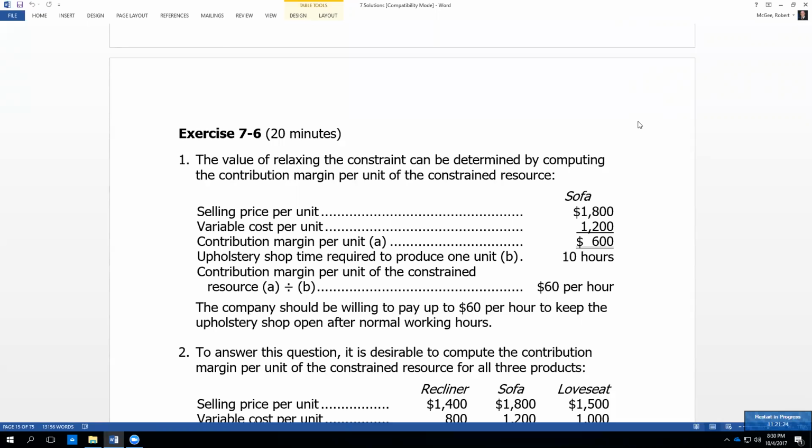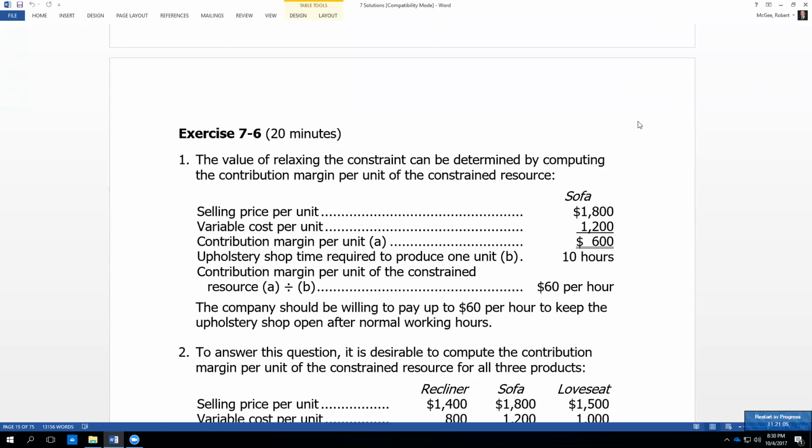Information concerning 3 of the company's upholstered chairs appears below. So they have the recliner, the sofa, and the love seats, and they have the selling price per unit, variable cost per unit, and then the time required to produce 1 unit. What do you have the urge to do now?